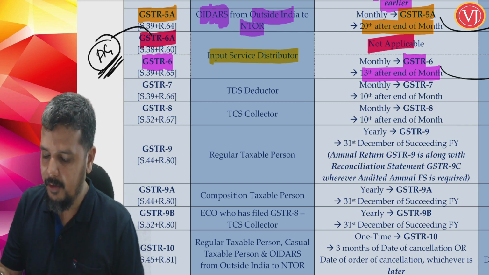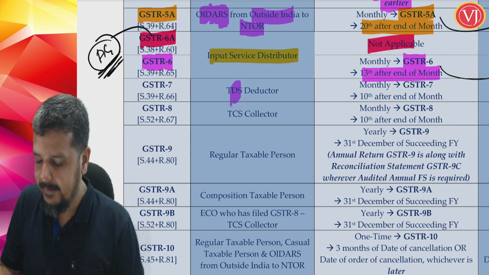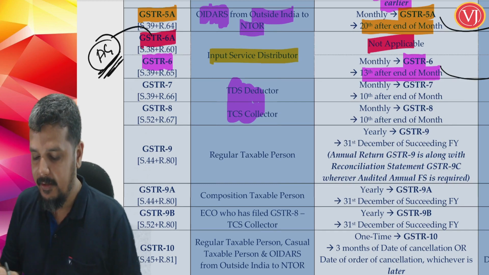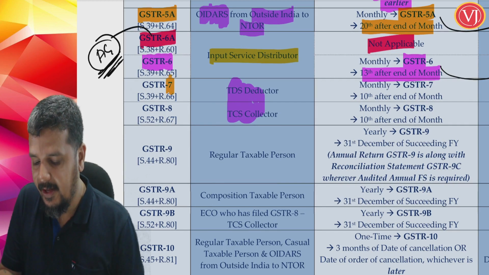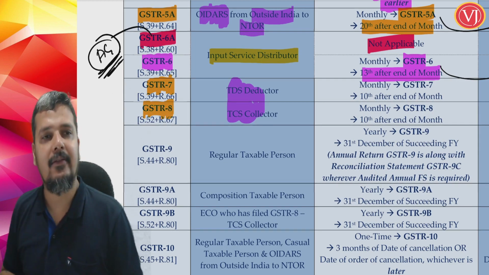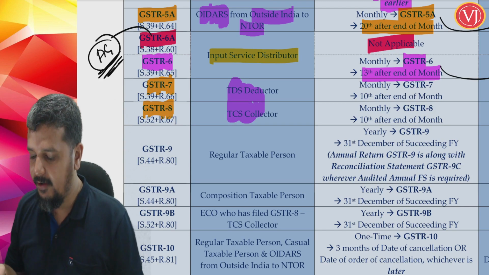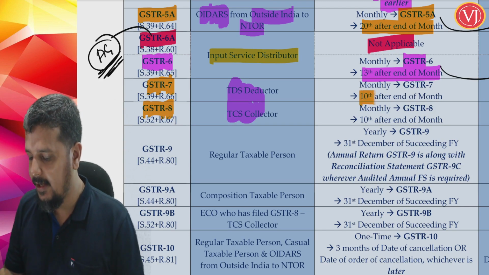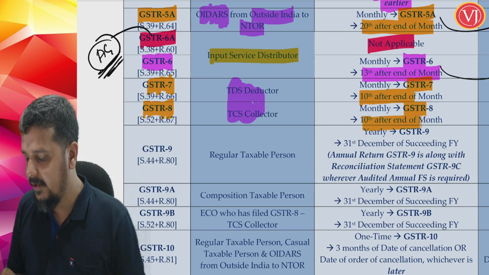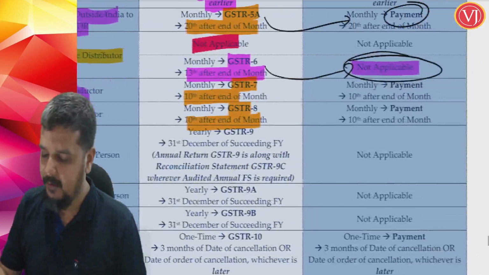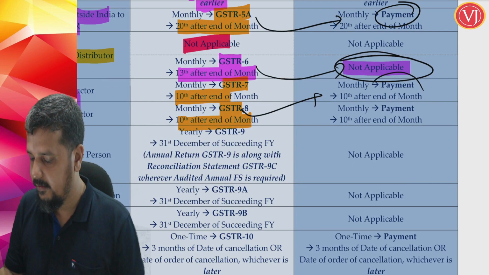Now you are talking about your TDS deductor, government, and TCS collector, electronic commerce operator. They will file their GSTR 7 and GSTR 8. A very, very normal due date, which is the 10th after the end of the month. And yes, they are going to make the payment. So the due date of payment is the same.